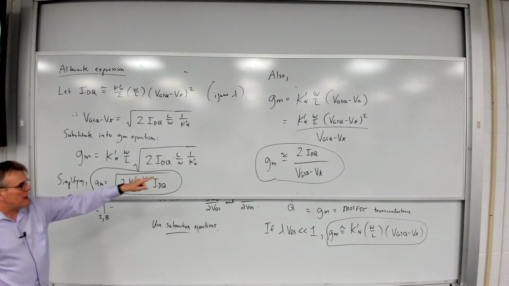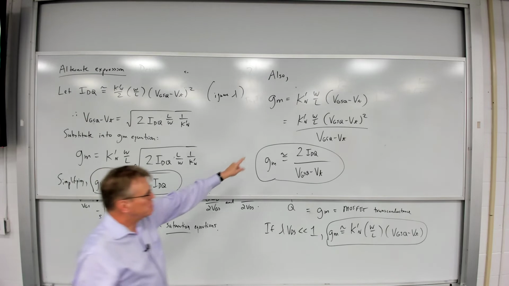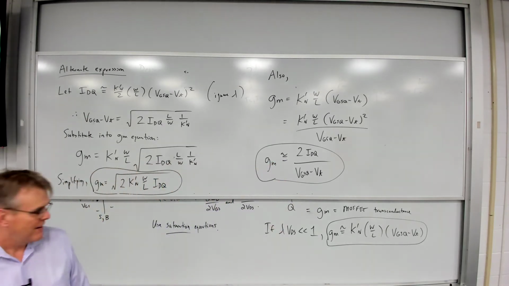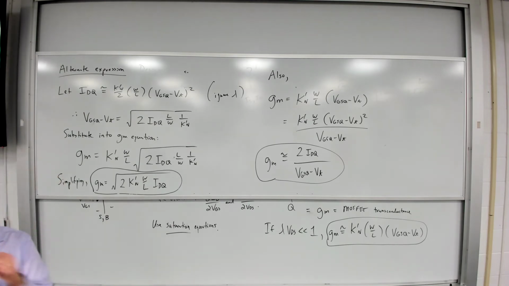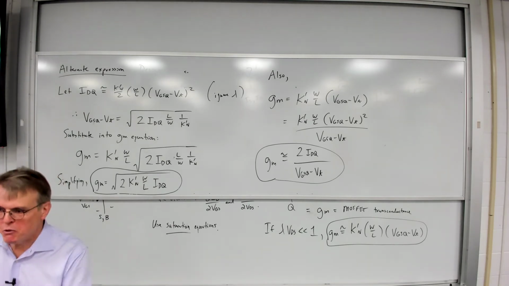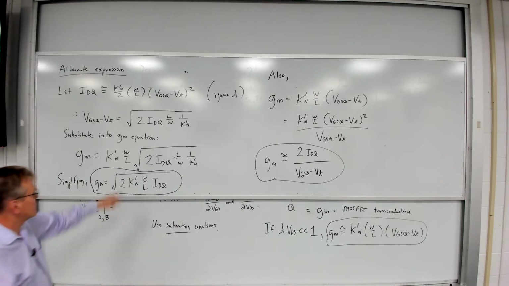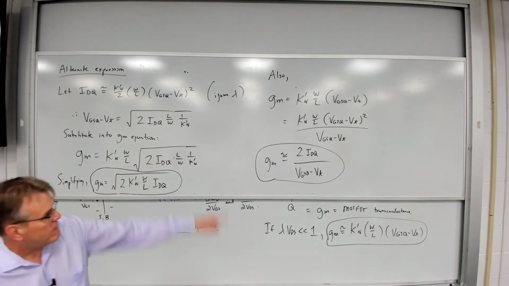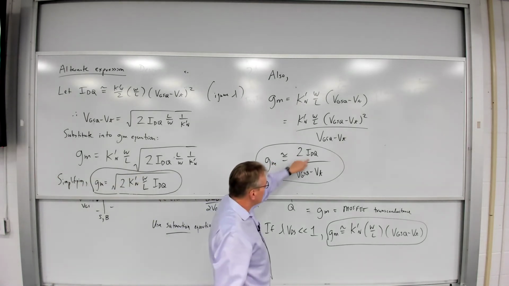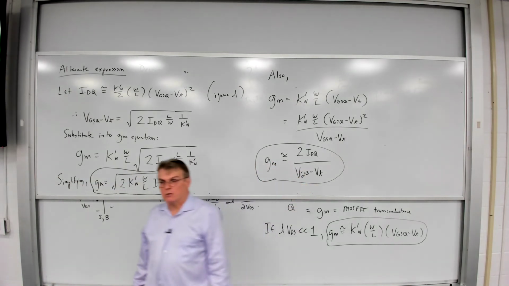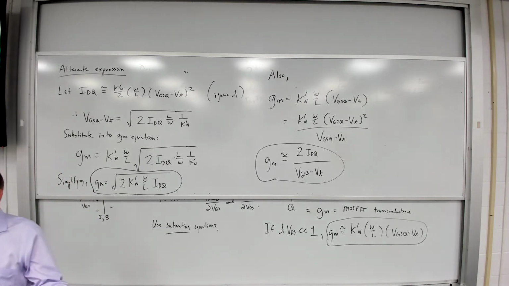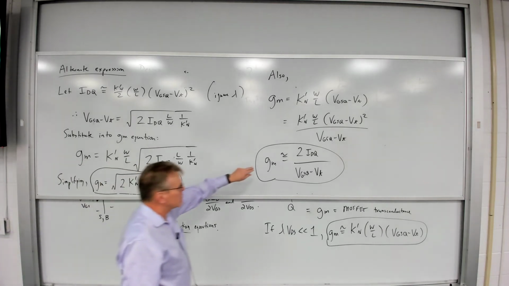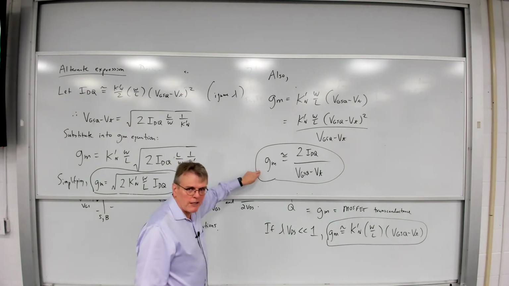Why is this equation useful? 2 IDQ divided by VGSQ minus VT. It's independent of your transistor. Well, it's not that it's independent, but you don't need to know the transistor parameters. Exactly. So in other words, for these equations, you have to know K prime N and W over L. But if you just know the quiescent drain current and the quiescent gate source voltage, you've got the transconductance. You don't need to know K prime N and W over L. So this is a way of actually deriving the transconductance directly from your DC measurements.